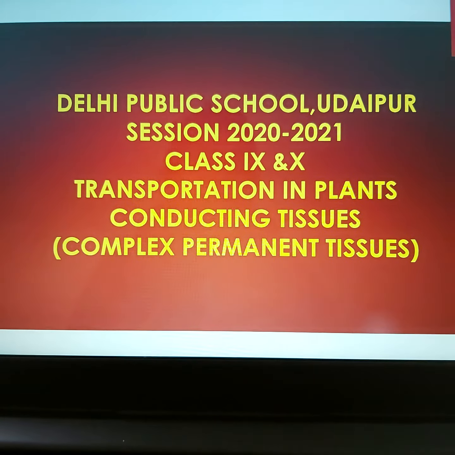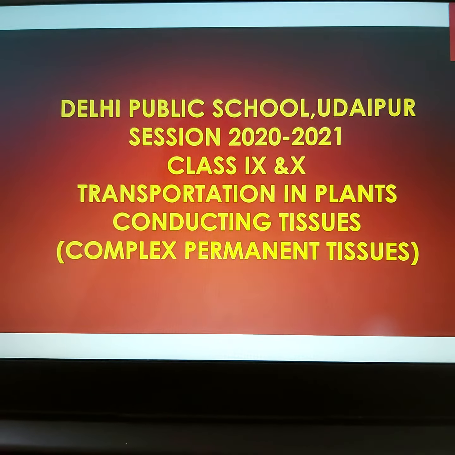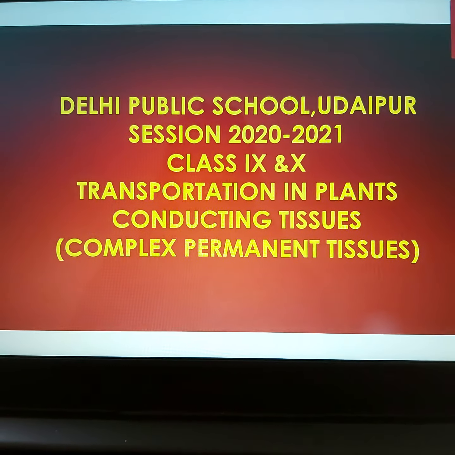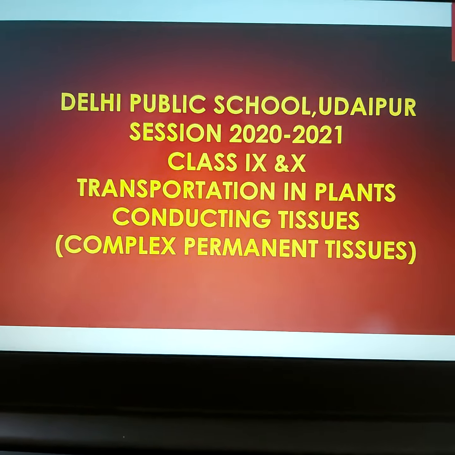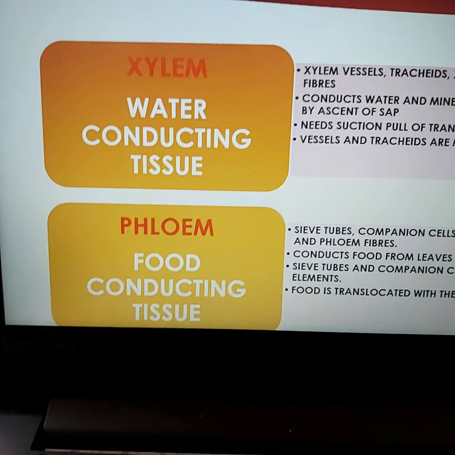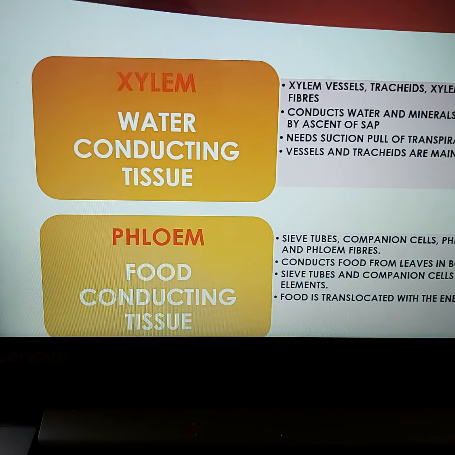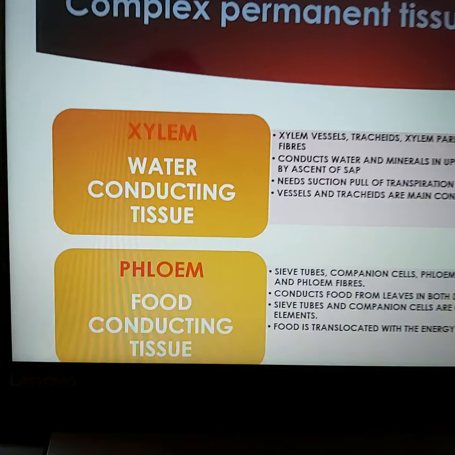Complex permanent tissues are characterized by possessing different kinds of cells which together perform a similar function. So, let us move ahead and understand how these tissues help in the process of transportation. Complex permanent tissues are basically of two types in plants: xylem, which is the water conducting tissue, and phloem, which is the food conducting tissue.